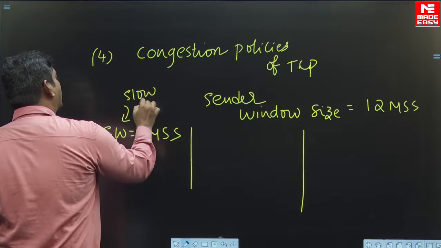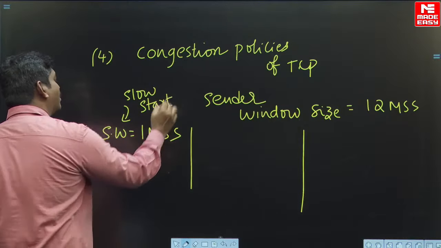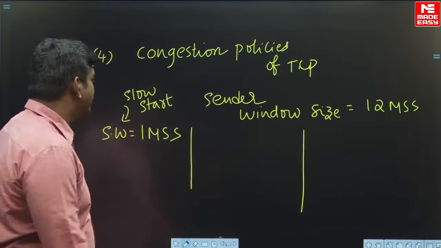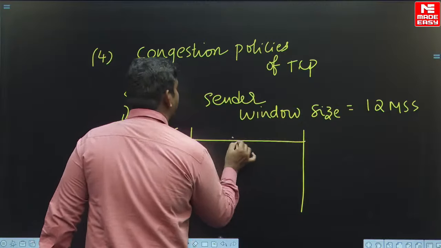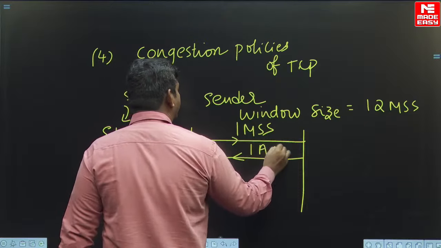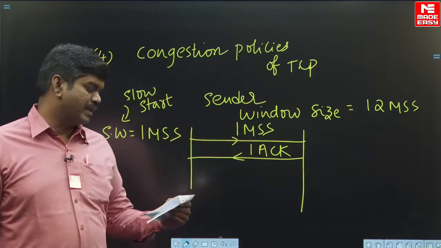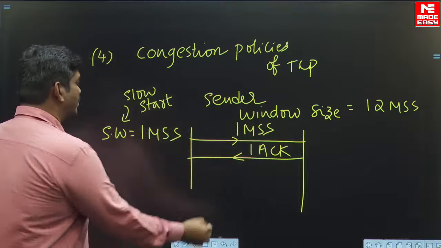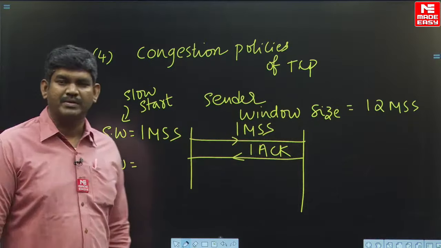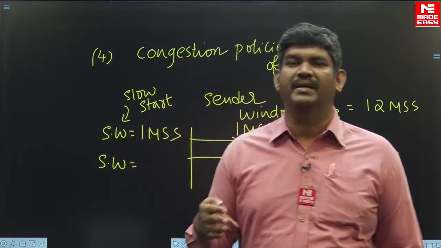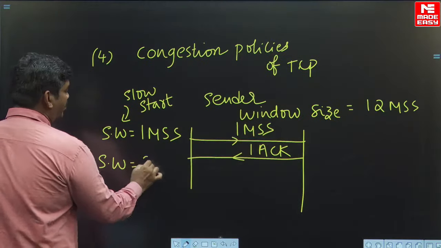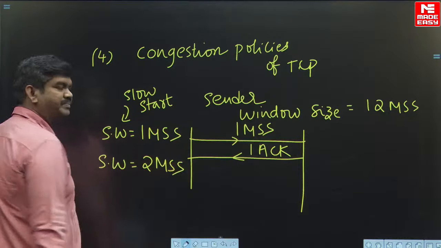In the slow start algorithm, what is the logic? The increase of the sender window size is based on the acknowledgements. Since you start with 1 MSS, if it is safely received, you get 1 ACK. So once you get 1 ACK, what would be the next sender window size? As per the rules of slow start, the increase is based on acknowledgements, so 1 plus 1 becomes 2 MSS.